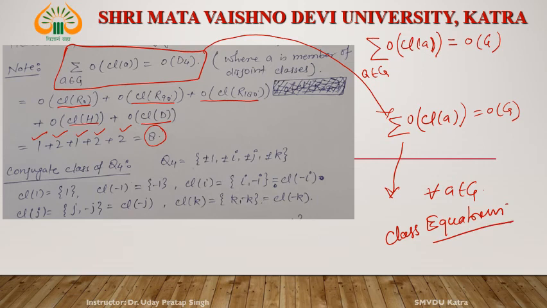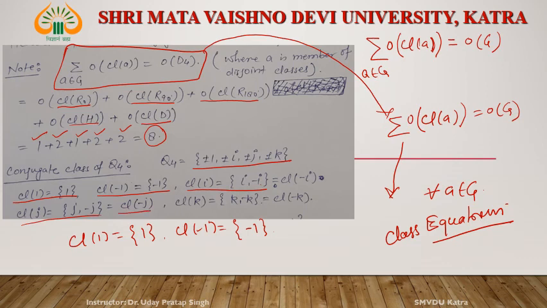But see another example. What is Q4? Q4 is this. What is CL of 1? Since 1 is the identity, this is 1. What is CL of minus 1? CL of minus 1 is minus 1. What is CL of I? This is I and minus I. What is CL of J? J and minus J. Remember that if CL of A is A, B, C, then this is also equal to CL of B and CL of C. CL of K is K, minus K.